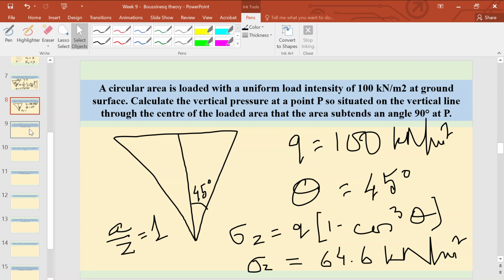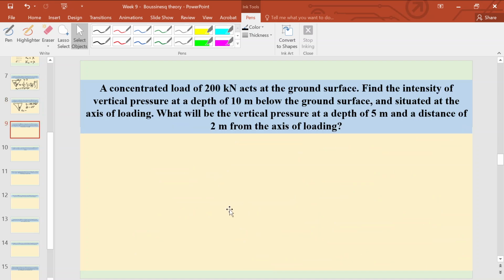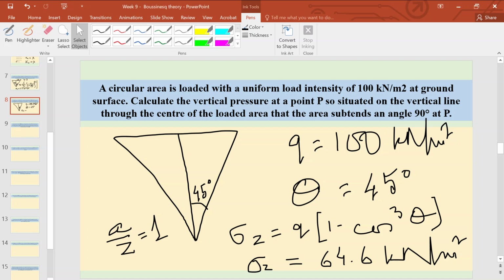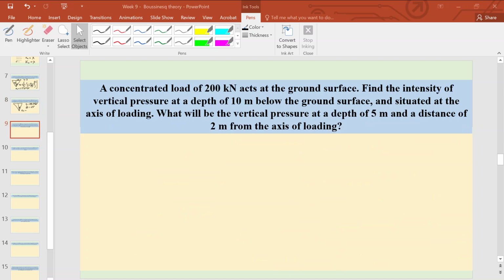Next question. Just a moment. Yes. Concentrated load of 200 kilonewton acts at the ground surface. Find the intensity of vertical pressure at a depth of 10 meter below the ground surface and situated at the axis of loading. Then find the vertical pressure at depth of 5 meter and a distance of 2 meter from the axis of loading. Yes. So have you solved this, and what is the answer you have got for the first and the second scenario?